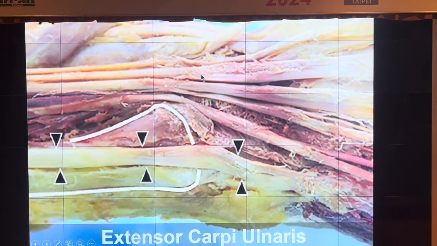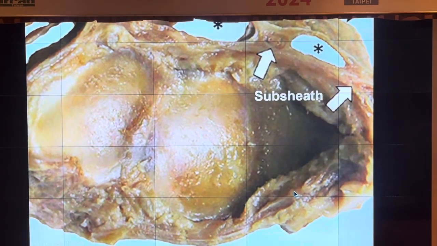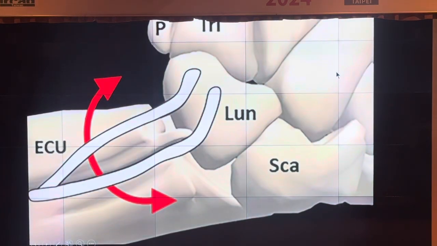Another tendon that can have a problem is the extensor carpi ulnaris. As you can see, the extensor carpi ulnaris is situated on top of the distal ulna and inserts on the distal carpal bone. There are some structures that stabilize the extensor carpi ulnaris, including the dorsal extensor retinaculum and the subsheath at the deeper area. So we can ask a patient to perform radial and ulnar deviation to see if there is any dynamic instability.